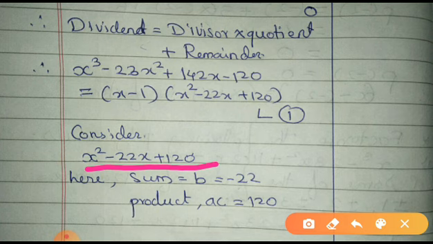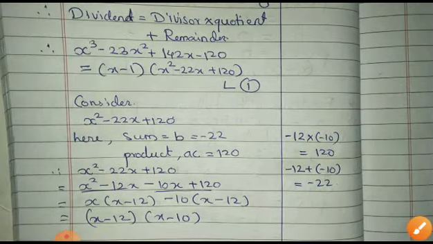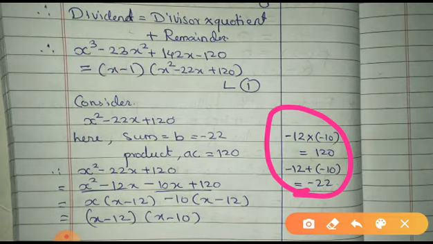So which will be the numbers? 12 and 10. 12 into 10 is 120. 12 plus 10 is 22. But here the product is given to be positive and the sum is given to be negative. So what should be the numbers? It should be minus 10 and minus 12. Okay. So I'll be getting these as the numbers.